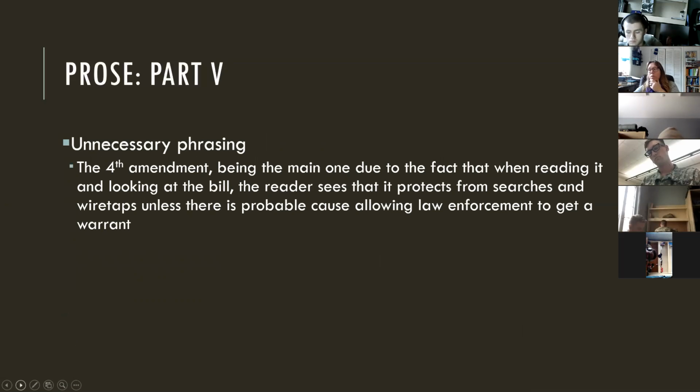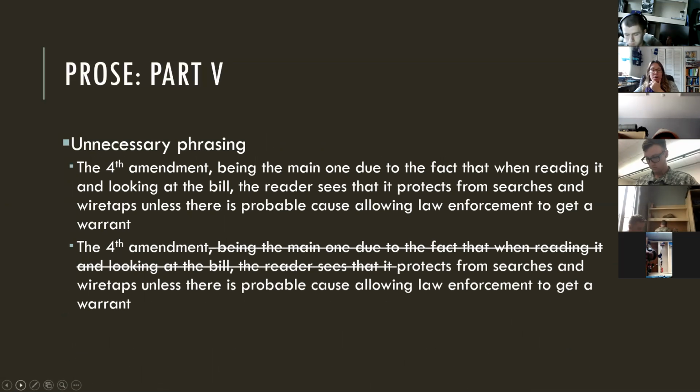So the Fourth Amendment being the main one due to the fact that when reading it and looking at the bill, the reader sees that it protects from searches and wiretaps unless there is probable cause allowing law enforcement to get a warrant. You can get rid of the entire center of that sentence. So it would read so much better. The Fourth Amendment protects from searches and wiretaps unless there is probable cause allowing law enforcement to get a warrant. So just be wary of phrases like this. This is very informal and you don't need that.